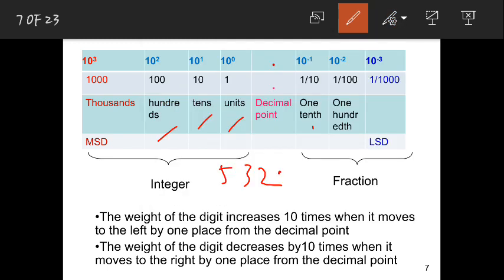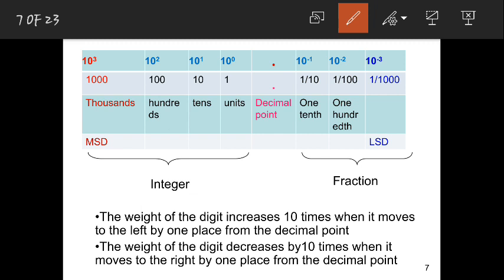If instead I take a fraction, before I spoke only about 532, which was an integer, now I will talk about the fraction. So 532 point 0 1: if I take this complete value, the positions will be the same, units, tens and hundreds, and after the point this is at the 1 by 10th place, this is at the 1 by 100th place. In this way you assign positions to the numbers after the decimal point and before the decimal point, integer and fraction.